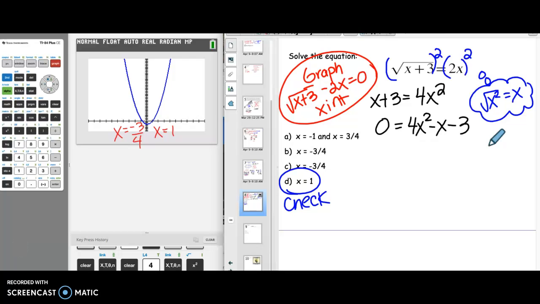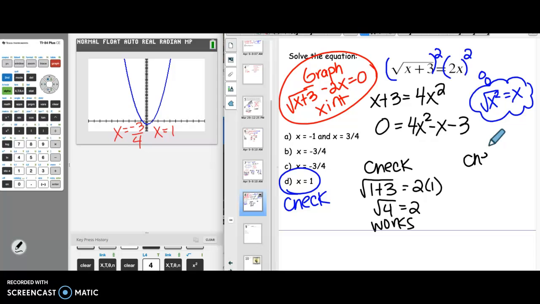We can check it if we want. Originally, we only found x equals 1, so I wonder if the negative 3/4 doesn't work in there. Yeah, it doesn't. Oh, cool. Okay, so x equals 1 is the correct answer, because if you plug in to check your work for extraneous solutions, the 1 into the equation, you get the square root of 4 equals 2. That one works.